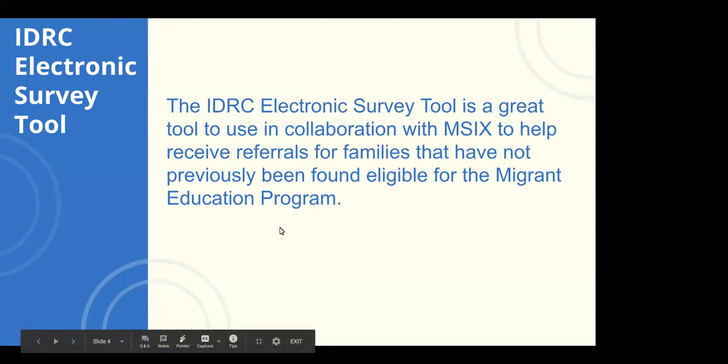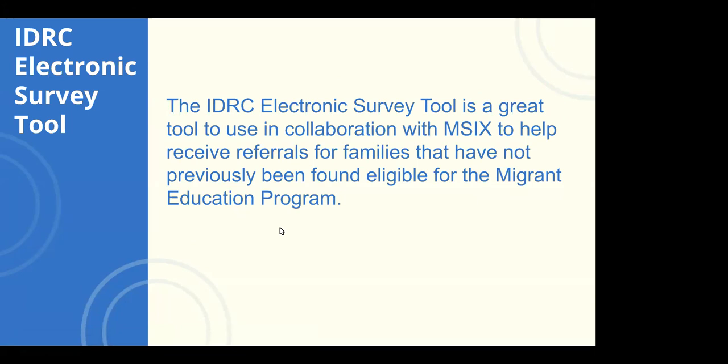The IDRC electronic survey tool, like I said, is a great supplemental tool and is a great tool to use in collaboration with M6. We've heard a lot of people ask us, why use the electronic survey tool when you have M6? Well, the electronic survey tool helps you to receive referrals from the community, and especially from those families that have not previously been found eligible for the migrant education program. While M6 is a great tool to help us find those students that have moved from one state to another, the IDRC electronic survey tool is designed to help you find those students that maybe have never qualified for the migrant education program before.